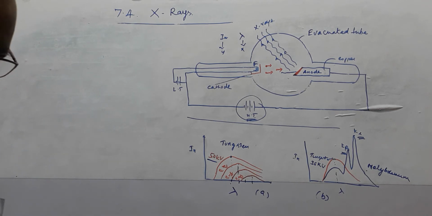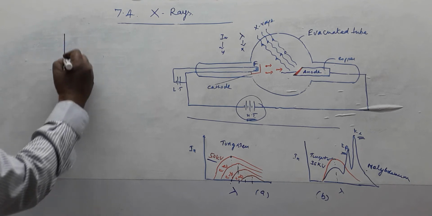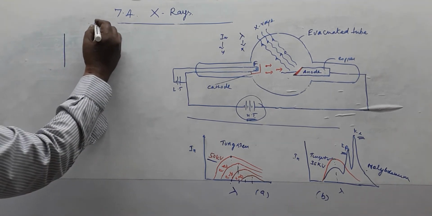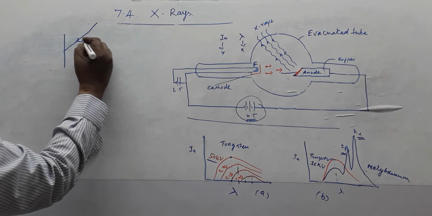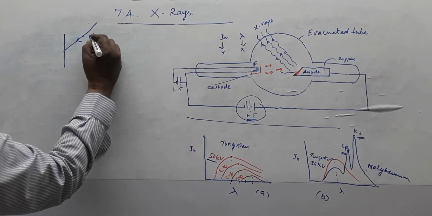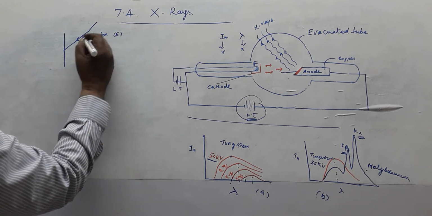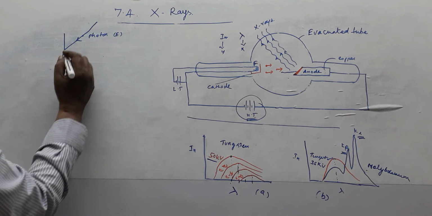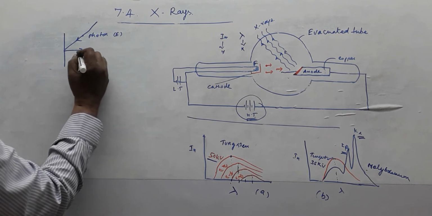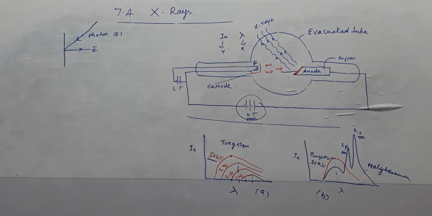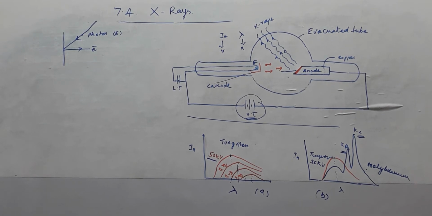Now, as per the quantum theory of radiation, we already explained the photoelectric effect. Let us assume a metal. If incident light rays, like photons, energetic particles, hit the surface of the metal, then it will emit electrons. This is the process of the photoelectric effect.